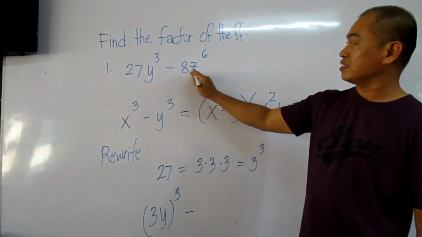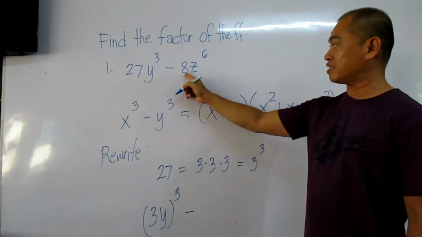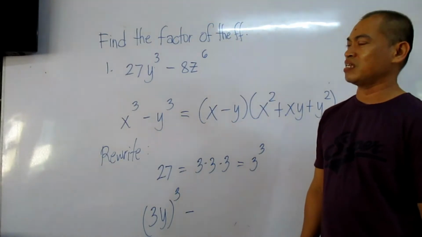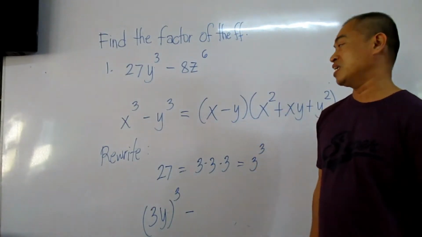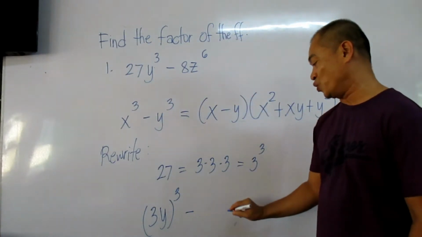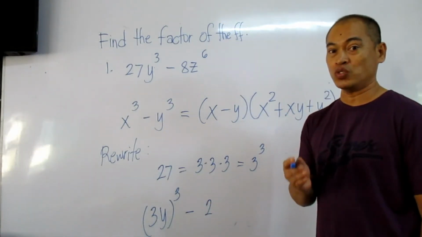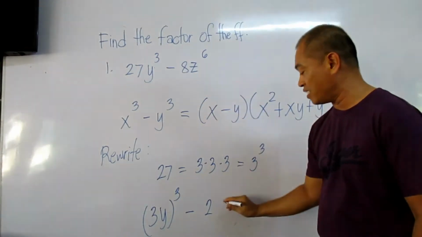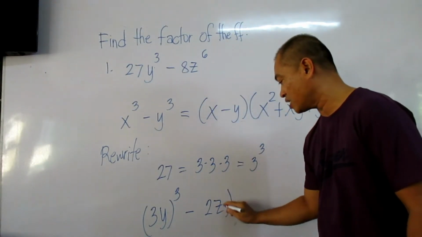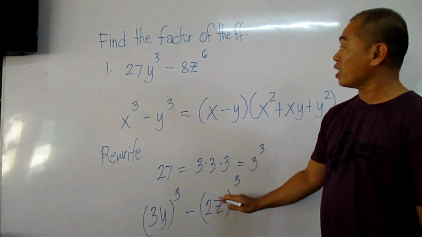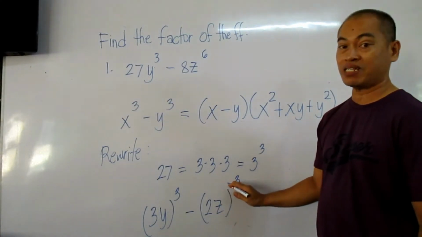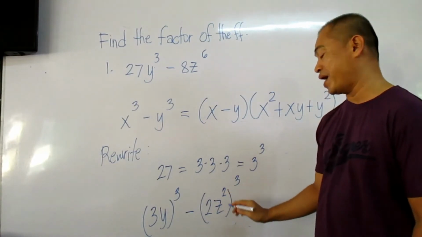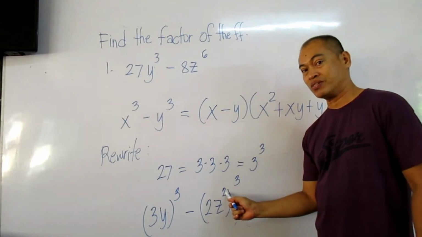Now, what about 8z to the 6? So, still, we're going to rewrite 8 into something that will be expressed and raised to the power of cube. So, what is 8? Think of a number that if you're going to multiply 3 times, the answer is 8. And that is, very good, that is 2. Because 2, if you're going to multiply 2 3 times, so 2 times 2 is 4. Times 2 is 8. So that is 2, then z. Now since you are going to raise this into power of 3, what will be the exponent of z, for which if you're going to multiply it by 3, the answer is 6? So therefore, the exponent of z is 2. Why 2? Because 3 times 2 is 6.